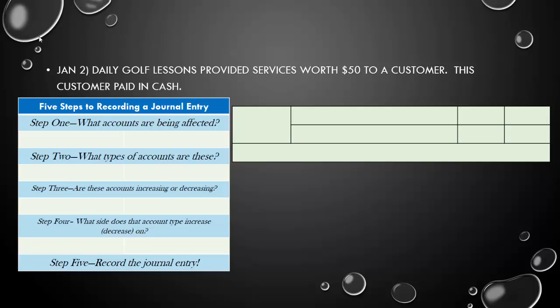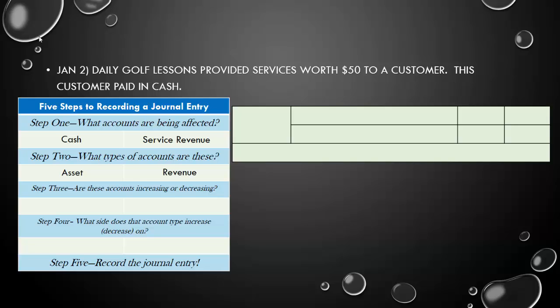Next up, on January 2nd, Daly Golf Lessons is going to provide services worth $50 to a customer and be paid in cash. So what did we do to earn revenue? How were we paid? Well, we were paid in cash, and what we did to earn that revenue was provide a service. So our two accounts being affected are cash and service revenue. Cash is an asset, service revenue is a revenue account.